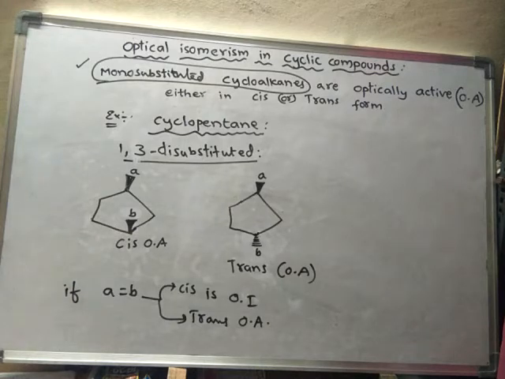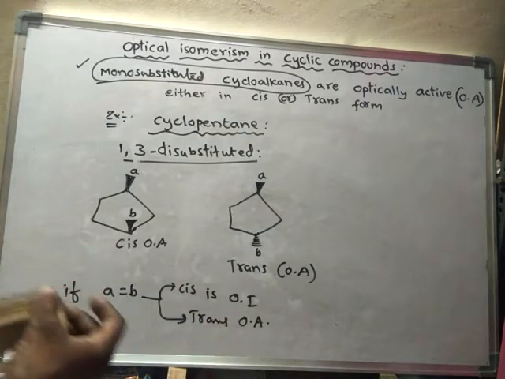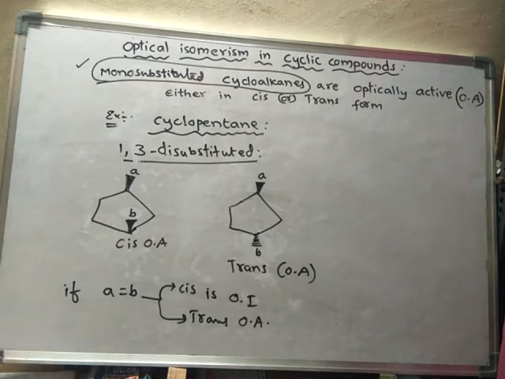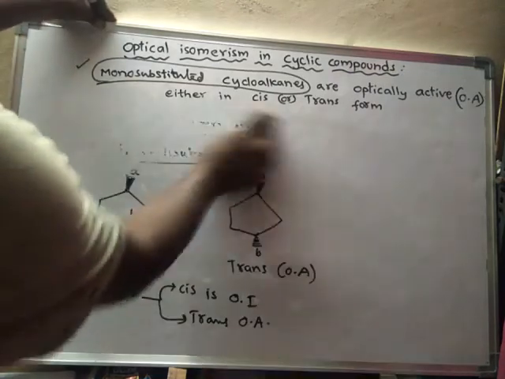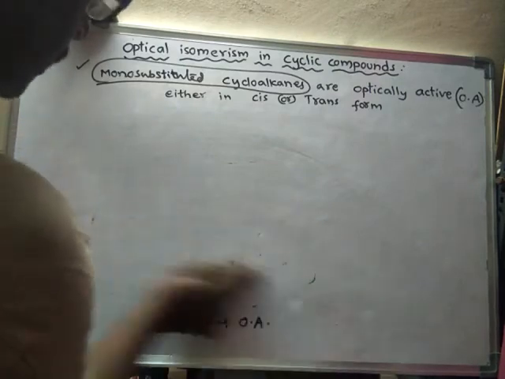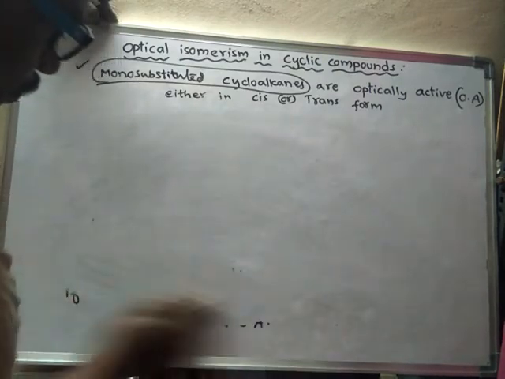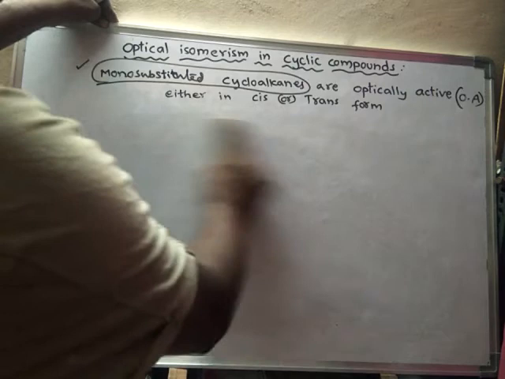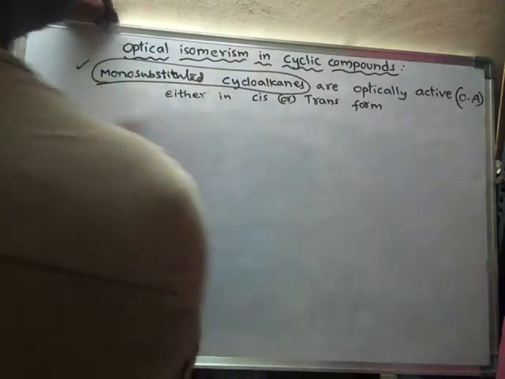So this is the thing about cyclopentane. 1,2 disubstituted cyclopentane and even 1,3 disubstituted cyclopentane we learned. Now we will learn about cyclohexane, how the optical isomerism in cyclohexane will be.